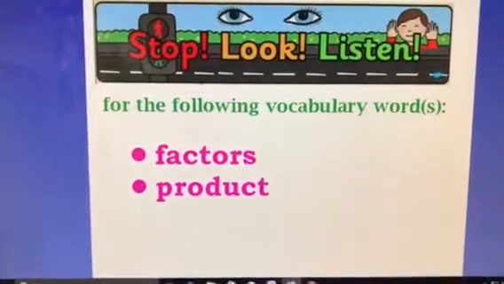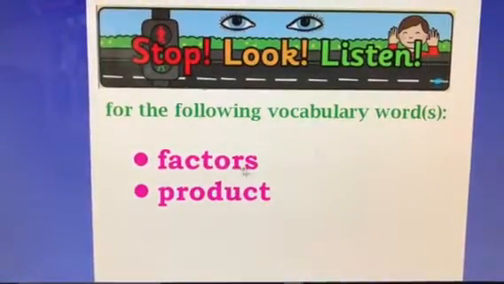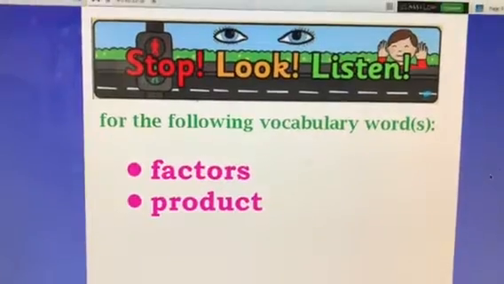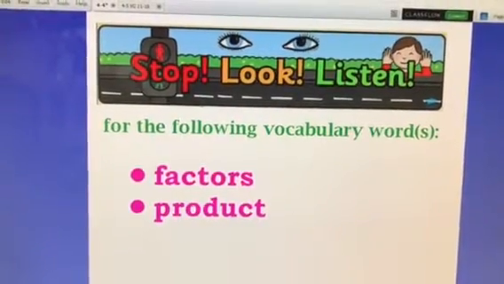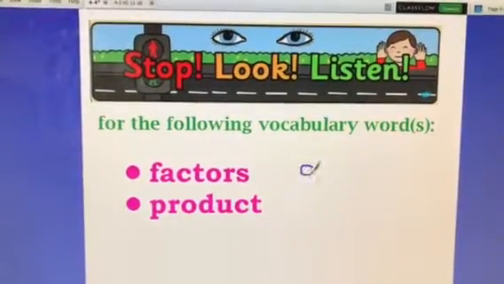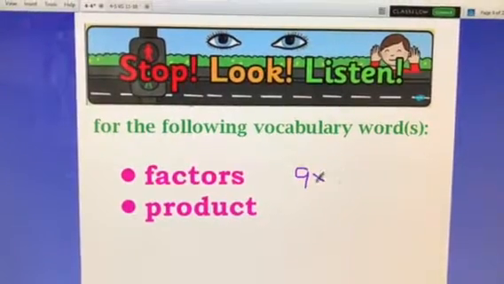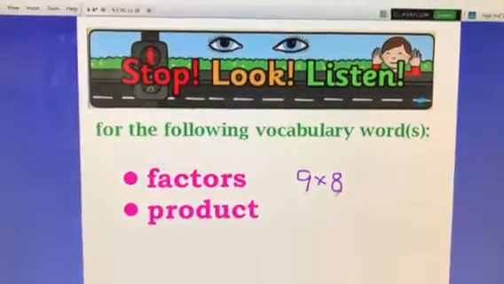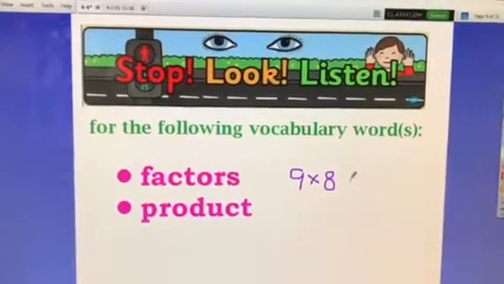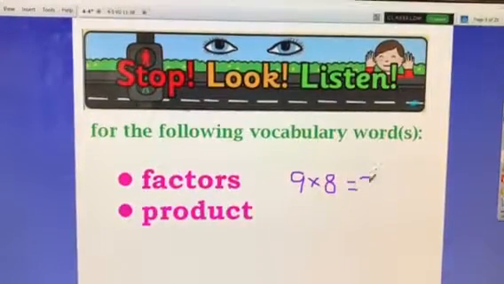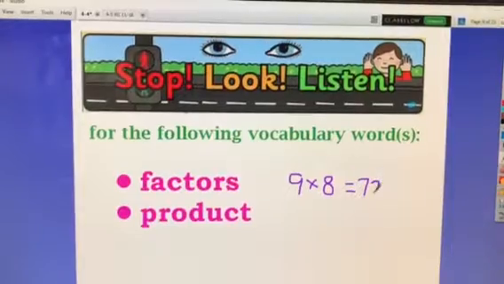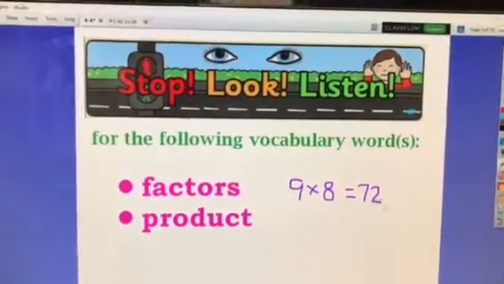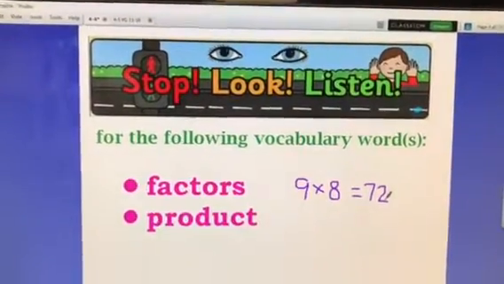The vocabulary words that we went over today include factors and product. And a factor is numbers that we multiply together. So we would say 9 and 8 are factors. And the product is just the answer in a multiplication problem. Therefore, the product here would be 72.